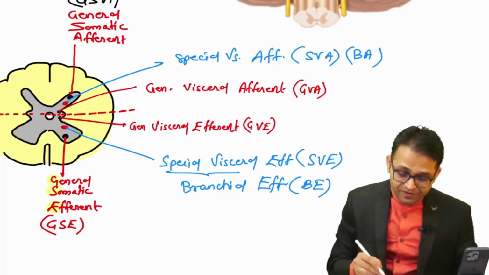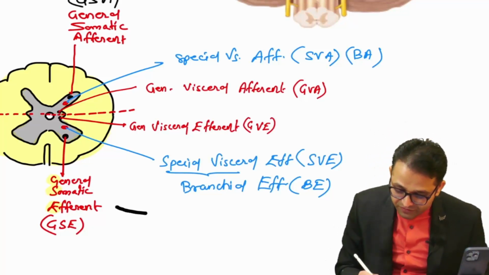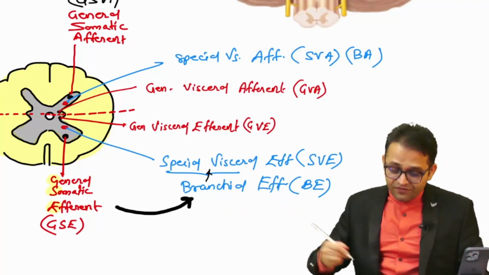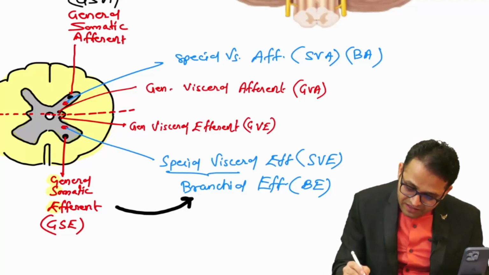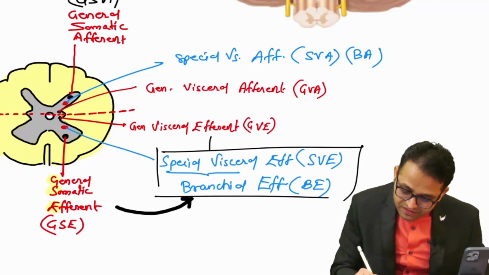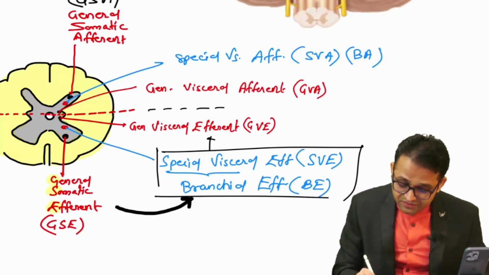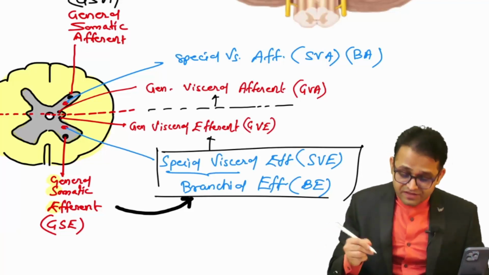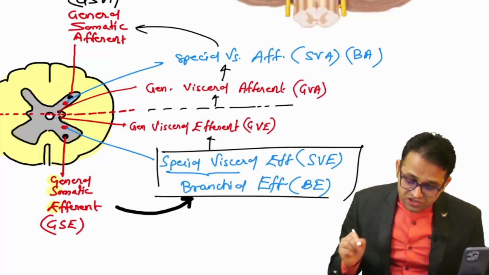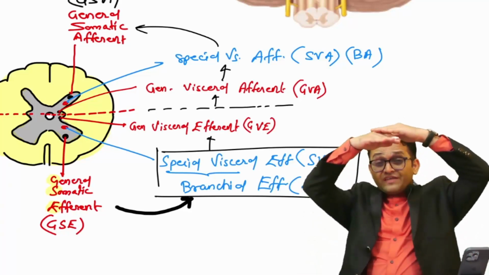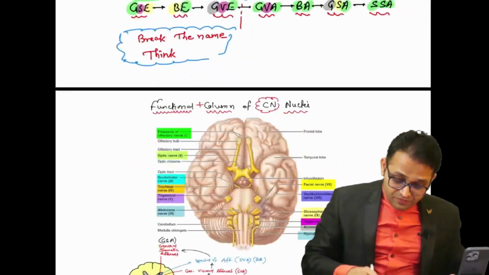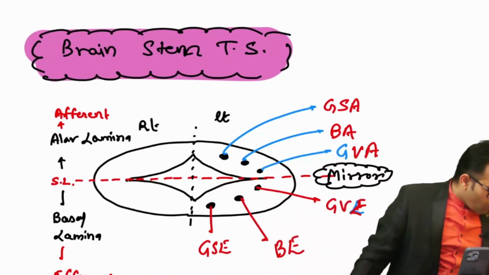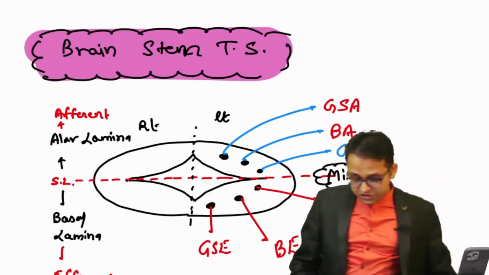Okay, sir. So in this way, you can observe what the different nuclei are: general somatic efferent, then branchial efferent, then special visceral efferent. Yes, branchial efferent and special visceral efferent are both the same. Then general visceral efferent, then there is our sulcus limitans, and you can see the mirror terms. So mirror terms are there, sir: general visceral afferent, then special visceral afferent, then general somatic afferent. So we had drawn the image with the opening of the brainstem part. I told you that formula. Can you recall? Again, for you all, just one quick revision.